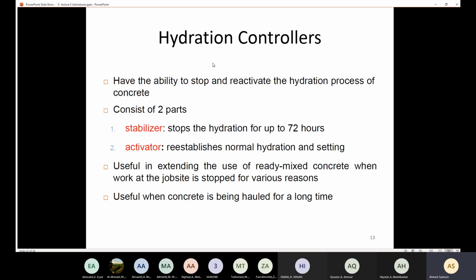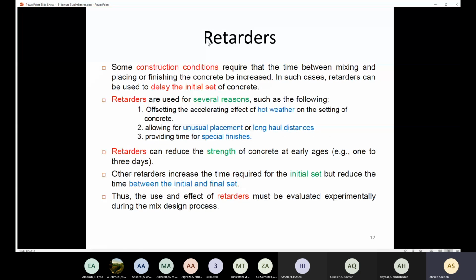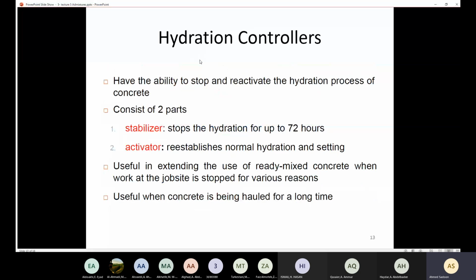Also, we have the hydration controllers. I'm going to stop at this point here. If you have any questions, I'm going to give you a time for questions. I'm going to stop at hydration controllers. I'm going to quickly talk about it because we have similarity between retarders and hydration controllers.